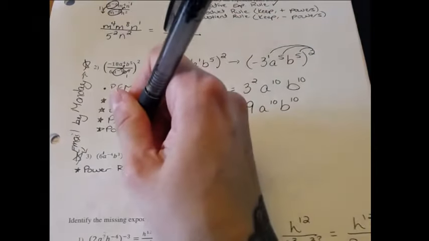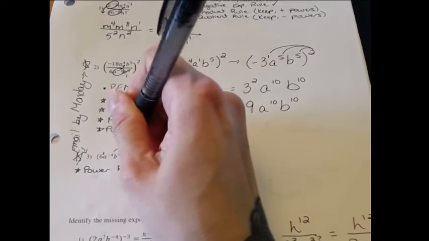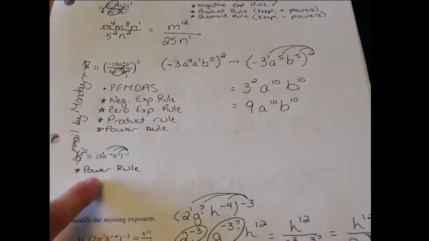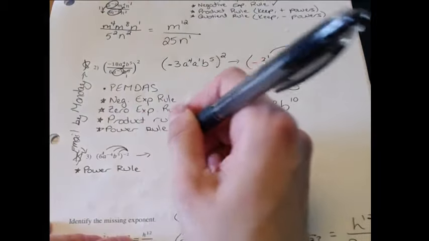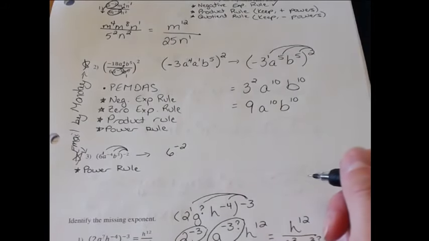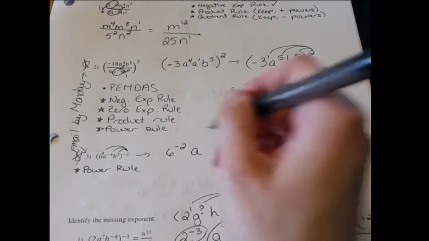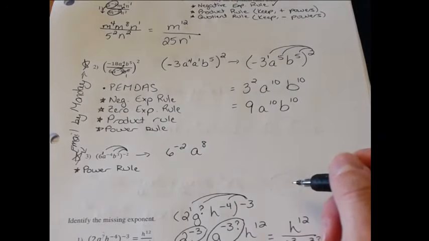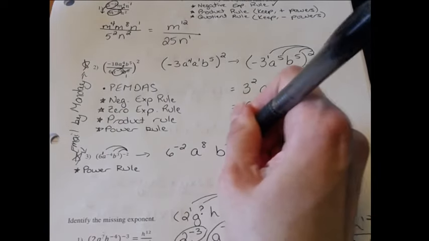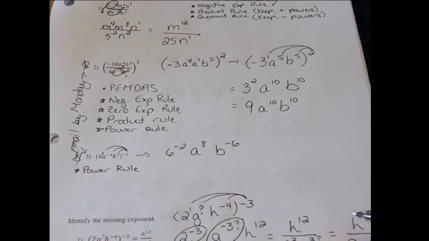So we are going to distribute this negative 2, so check it out. If I distribute the negative 2, power times power, hence the power rule, that gives us 6 to the negative second power, 1 times the negative 2, a to the positive 8 power, so negative 4 times the negative 2, and b to the negative 6th power, and that's because it's 3 times the negative 2. So far, so good?